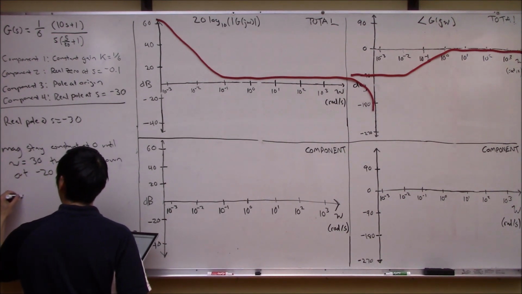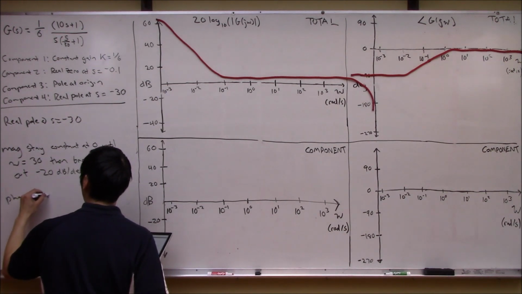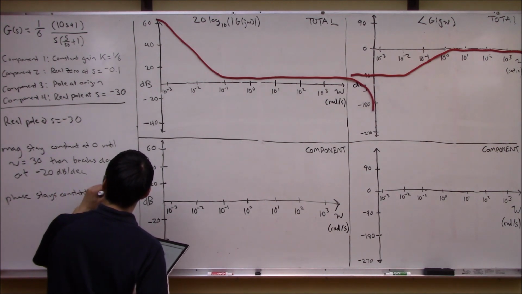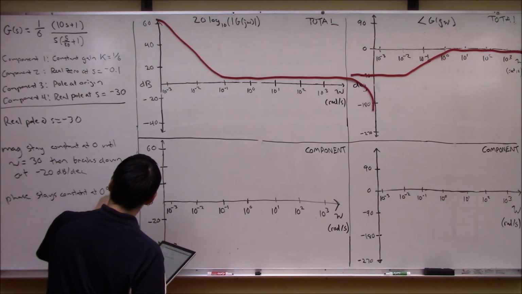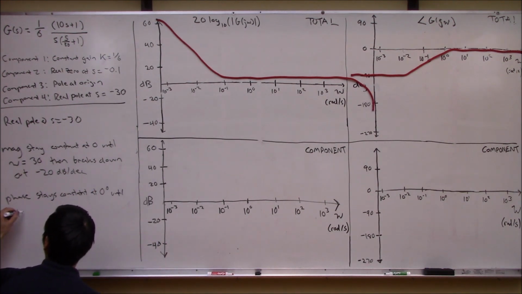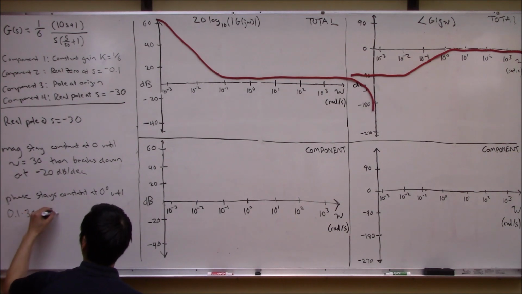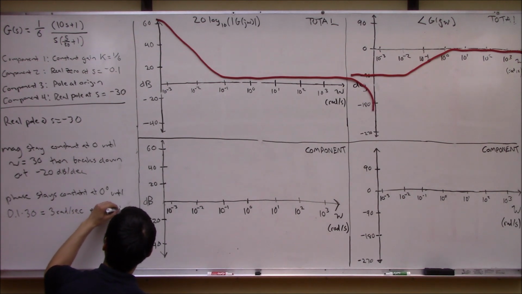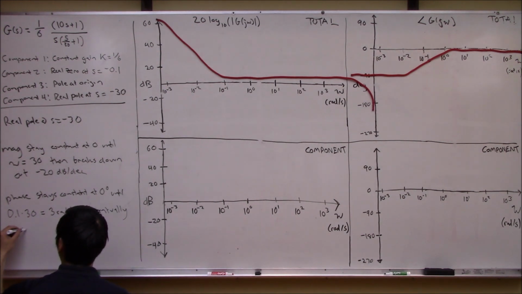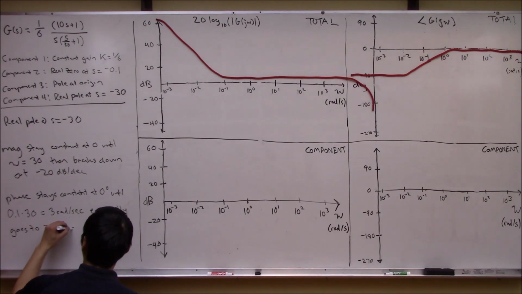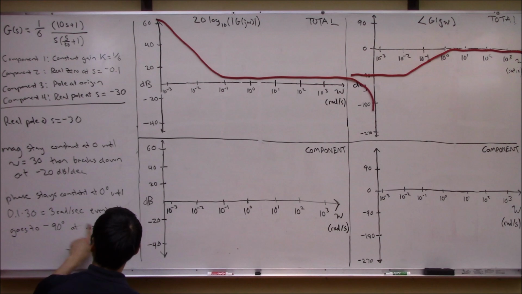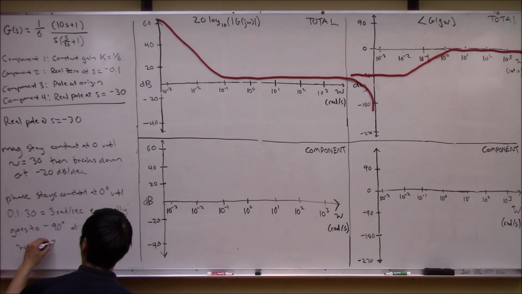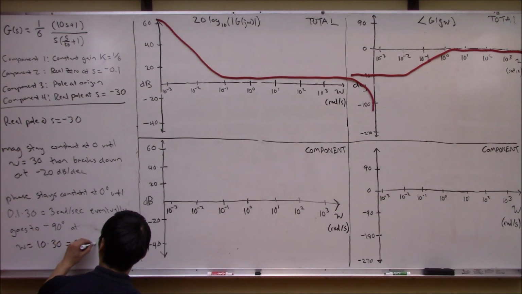And then the rule for the phase here was that, again, it stays constant at 0 degrees until 1 decade before, right? So 1 decade before 30, which is 3 rads per second. And then it eventually goes to -90 degrees at omega is equal to 1 decade after the frequency, which was 300 rads per second.